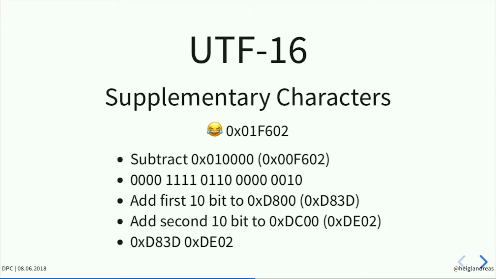Oh, that's the binary representation here of this F602. So now we take the D800, and the first 10 bits of this, so 0000, 1111, 01, we add to the D8. And the second 10 bits we add to DC, which is the first and the 8th, I think, of these gray boxes I've shown you. And then I get two 2-byte sequences, which is D83D, DE02. And that is the UTF-16 representation of this emoji.